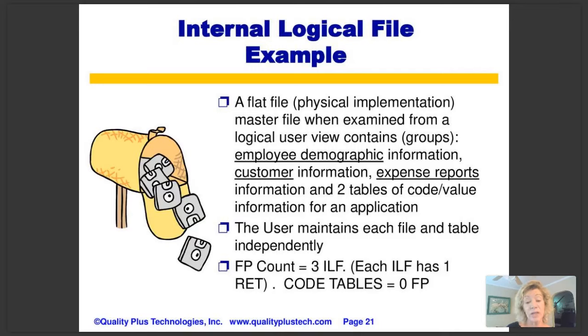So these 3 different groups of data each would have one RET. If you don't know how many RETs, it defaults to 1. We always have one RET. So 3 ILFs, one RET on each one. Every record is the same. The code tables do not count.